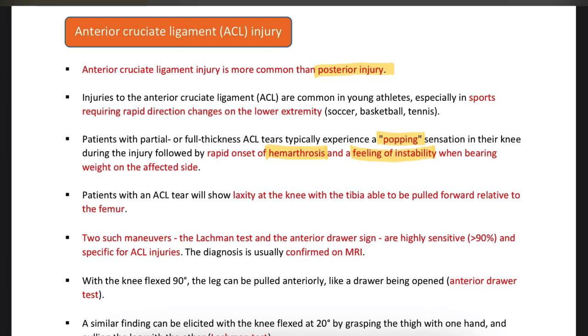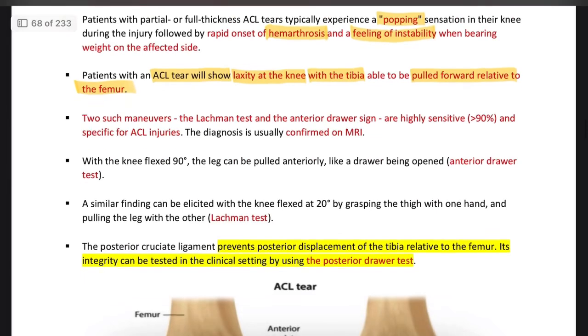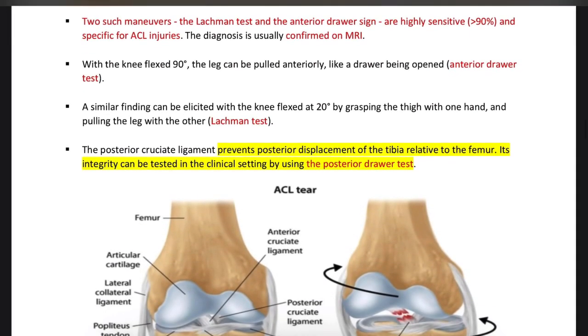Patients with an anterior cruciate ligament tear will show laxity at the knee, with the tibia able to be pulled forward relative to the femur. So in an anterior cruciate ligament patient we can see laxity at the knee. We have some maneuvers, special tests, to find out anterior cruciate ligament injury. Like the first one, the Lachman test.